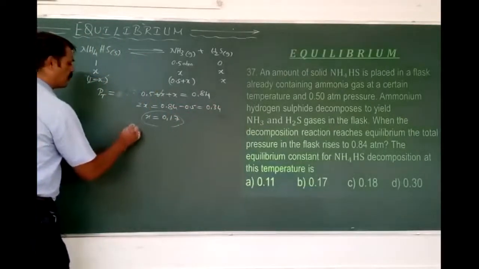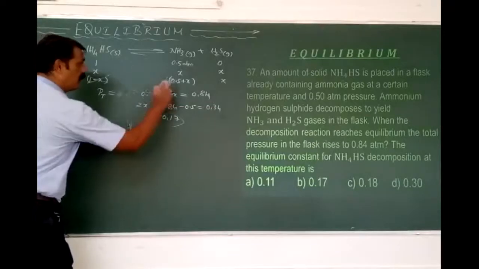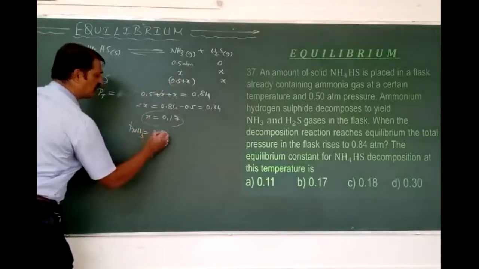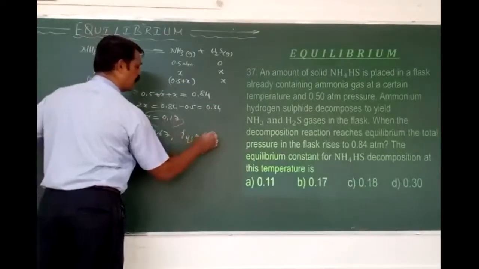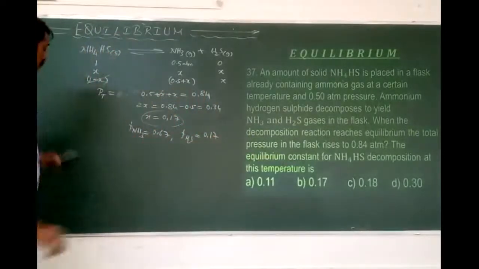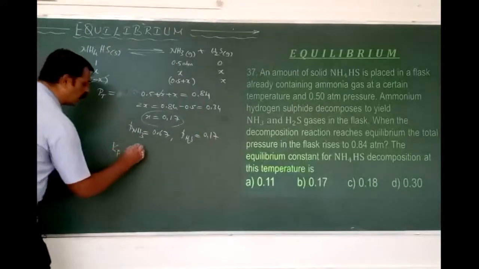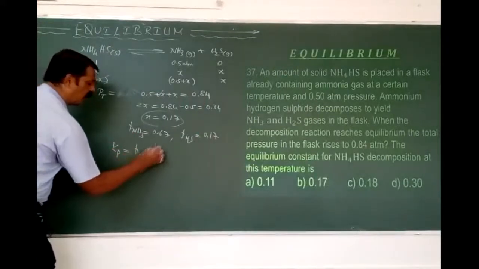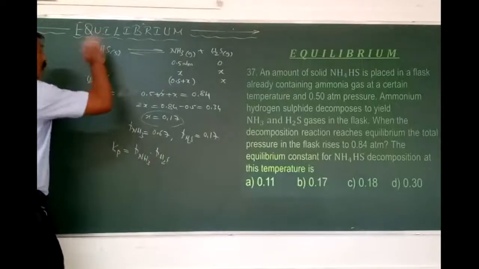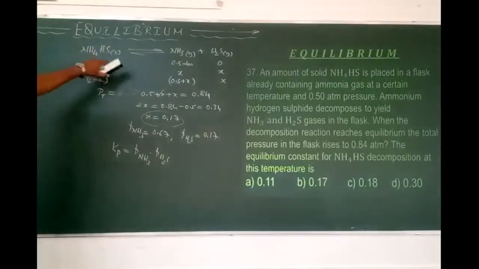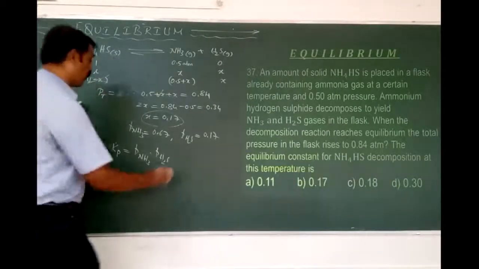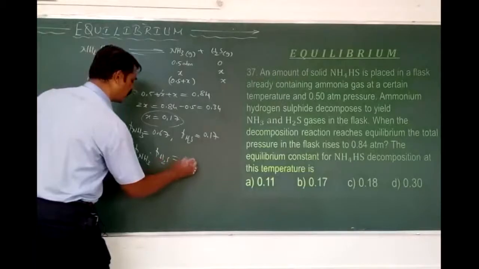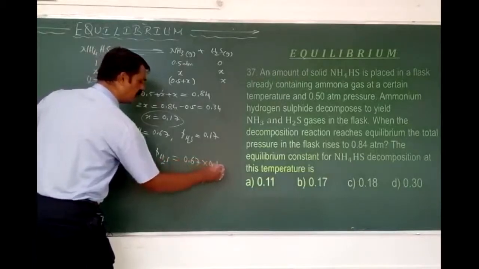Therefore what is the partial pressure of ammonia here? 0.5 plus X, that is equal to 0.67. What is the partial pressure of H2S? That is equal to X, which means 0.17. What is the Kp expression for that? Kp is equal to only the partial pressure of ammonia into the partial pressure of H2S, divided by not this. Why? Because it is a solid. The partial pressure is for only the gaseous but not the solid, or it may be the liquid. So just the multiplication of these two. Ammonia is 0.67 into 0.17.